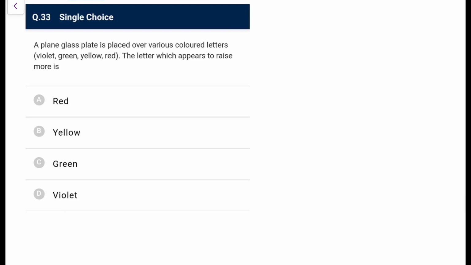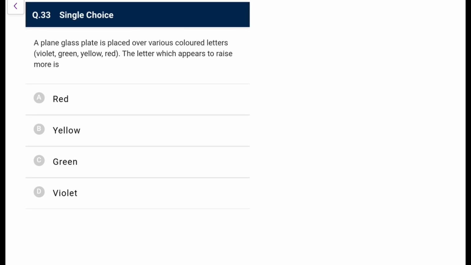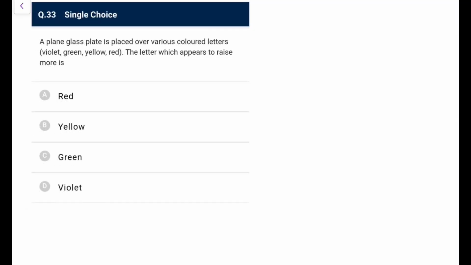A plain glass plate is placed over various colored letters. The letter which appears to be raised more, if you see, the situation would be like this. This is a slab placed, this is the letter. So when the rays come, this is the normal, it will come like this, and when it goes, it would be like this. So I can make out for which the difference is going to be larger.